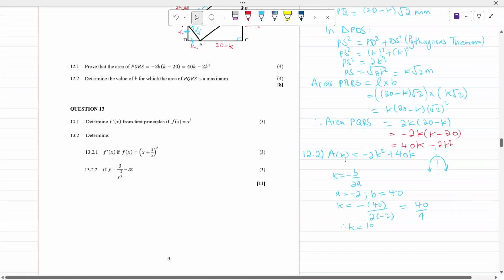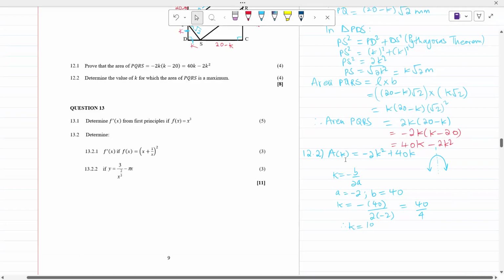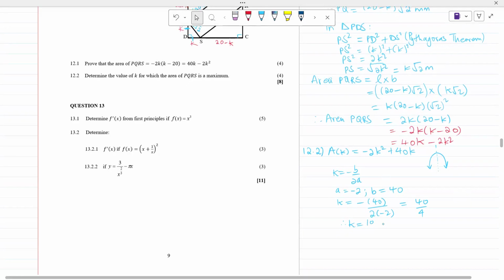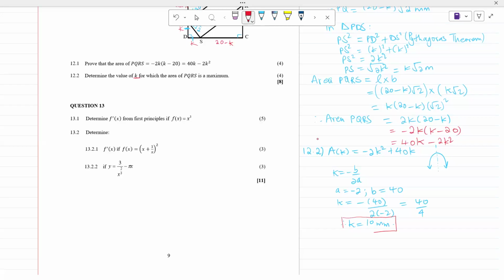The question says you must find the value of K for which the area is a maximum. They don't want you to find the maximum value. They are not asking you to find the maximum area. They are only asking you to find the value of K that will give you a maximum, and that value of K is going to be equal to 10 millimeters. And that's how we do the question, mathematicians. As easy as that.